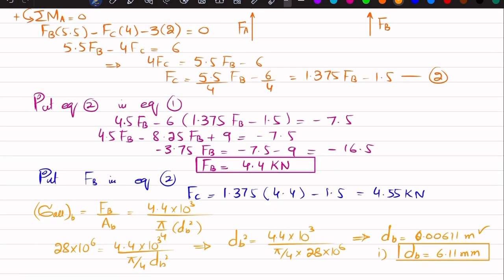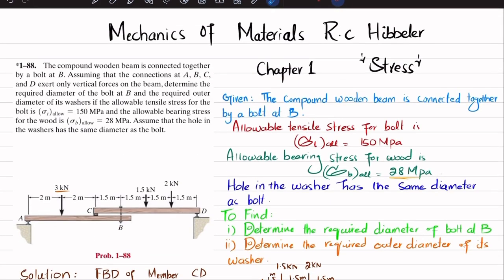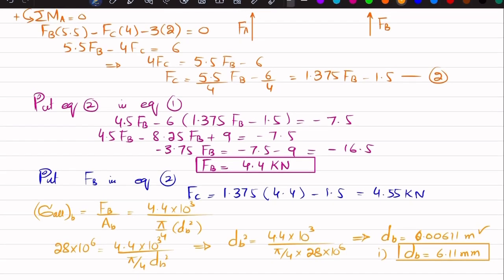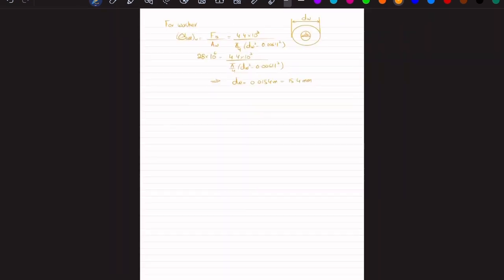Also make a correction: here the allowable tensile stress for the bolt is 150 megapascal. So I will write it as 150 megapascal. Correct it, 150 megapascal. So 150 here, this will also be 150, and you will get this diameter of the bolt. So make this correction, and that was all about this problem 1-88.